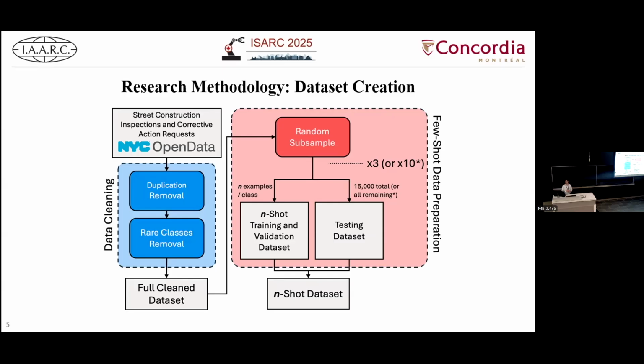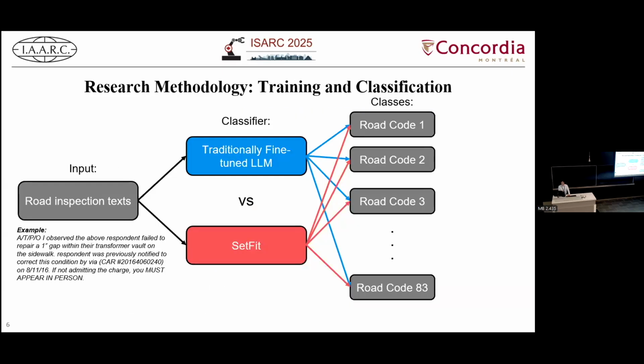And so we basically randomly subsample this data to form training and validation data sets where there are n examples per class and use the rest as testing data. The whole data set has roughly 400,000 texts, I think. So the task is kind of like this.